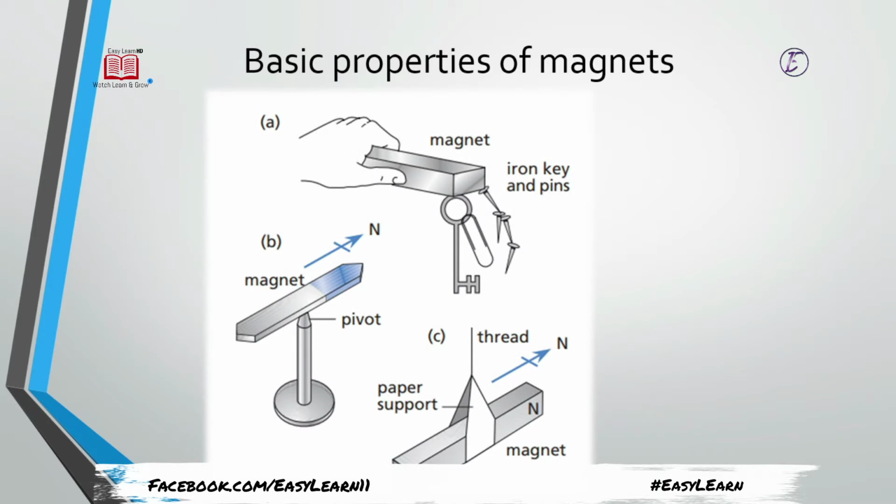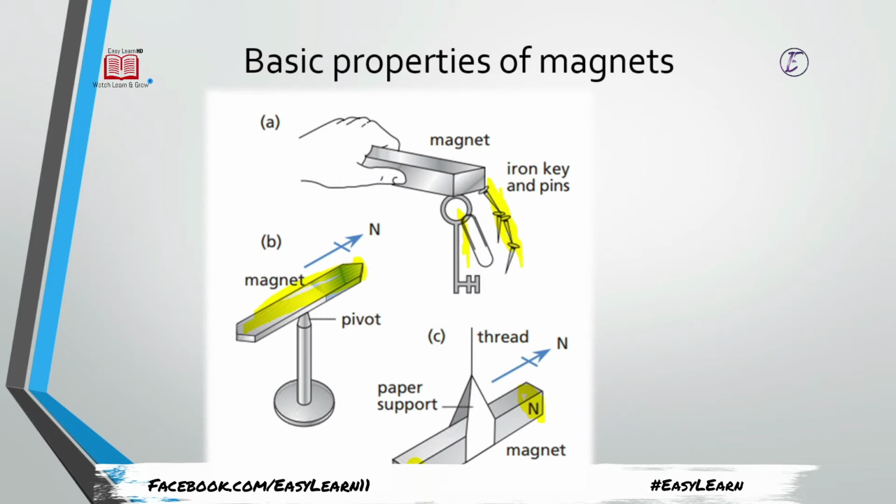For example, this is a magnet. The first property of a magnet is that it attracts iron and steel. The second property is when we take a bar magnet, or any other magnet, one side is north and the other is south, the north seeking pole and the south seeking pole.